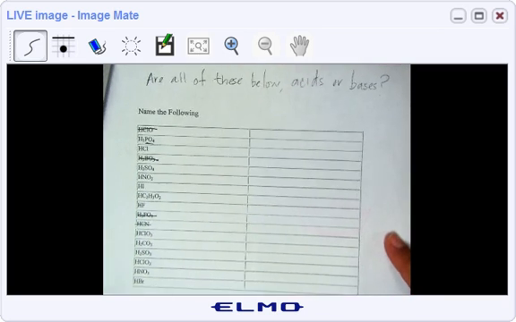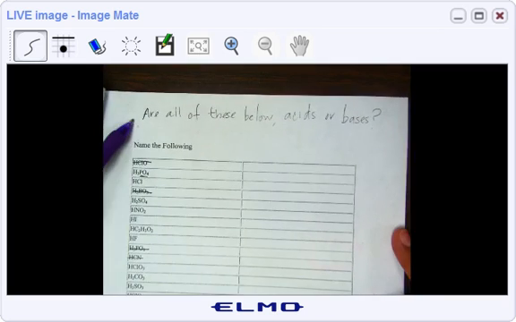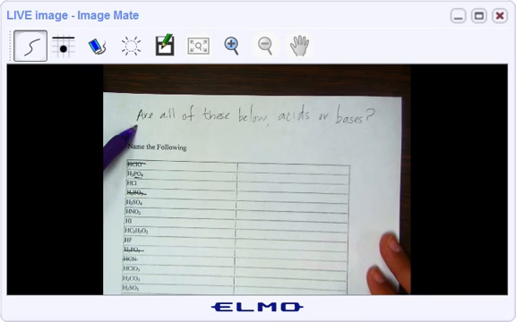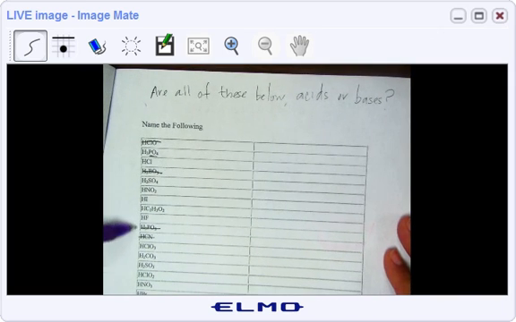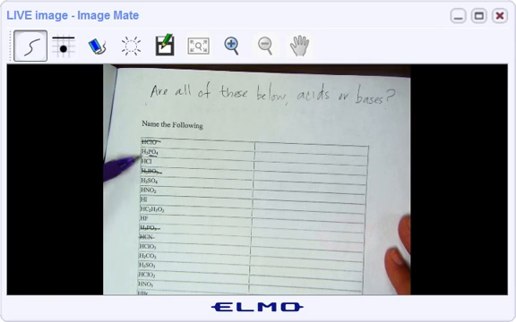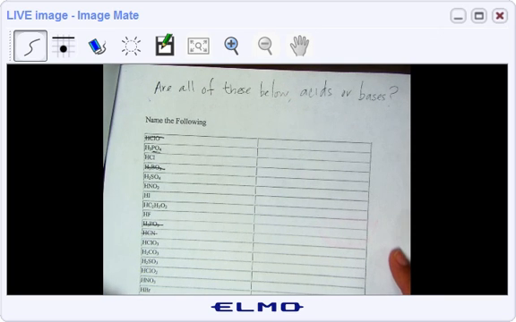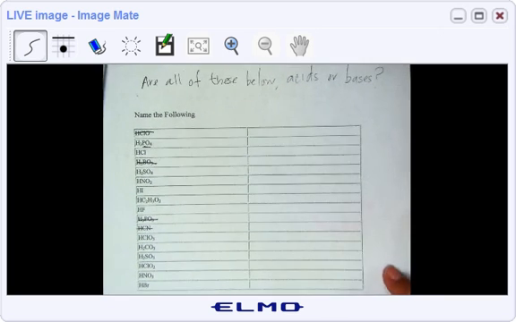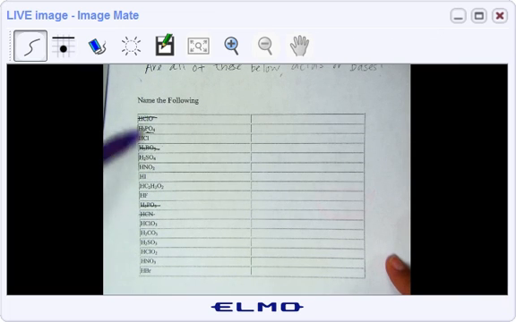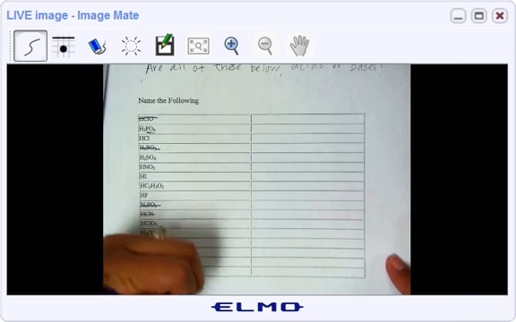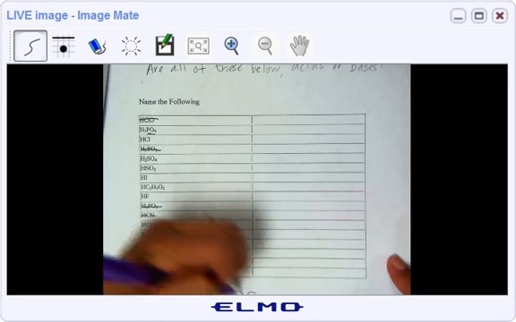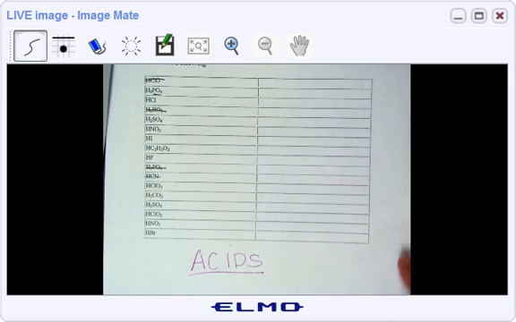As we look below at all these really quick, guys, the question at the top says, are all of these below acids or bases? Go ahead and take a look and then tell me what you think. Do you see anything that says OH? No, there are no OHs. Therefore, all of these are what? Acids. Please turn in this worksheet when you're complete.